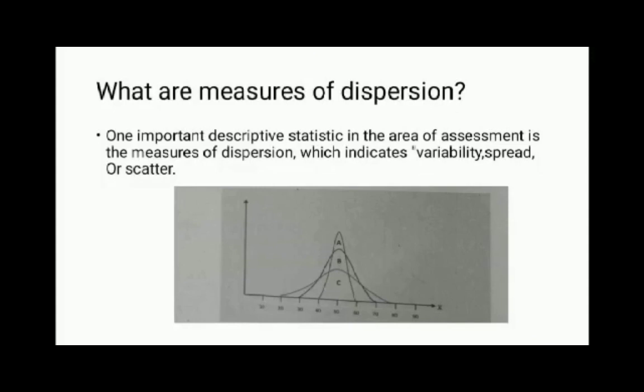Now we will discuss what the measures of dispersion are. When we say dispersion, it is the state of getting dispersed or spread. In the area of assessment, the measure of dispersion is one of the important concepts in descriptive statistics. The measures of dispersion indicate variability, spread, or scatter.